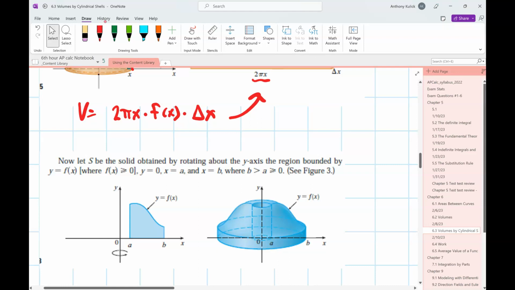So let's go back here. Here's some function f of x that we're bounding between a and b on the x-axis. We're rotating that figure about the y-axis, so we end up with something like a squirt bottle cap, the cap on a water bottle that has an opening on it, like a Gatorade bottle or whatever.